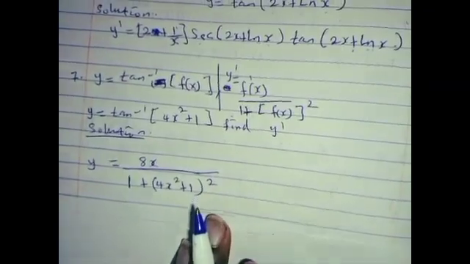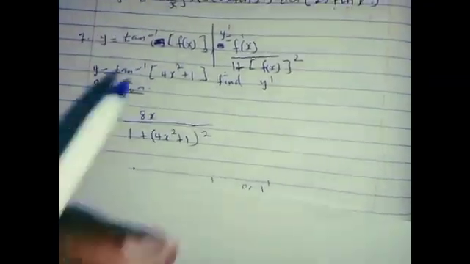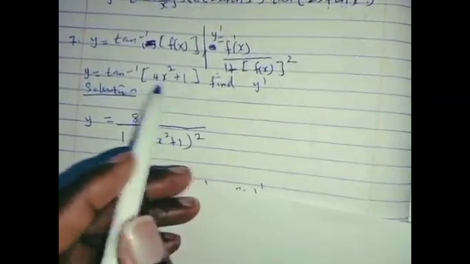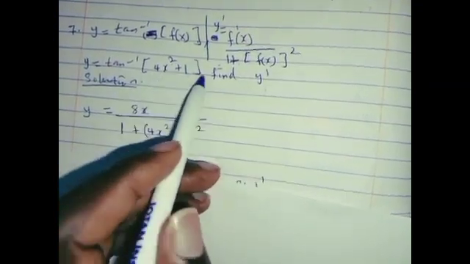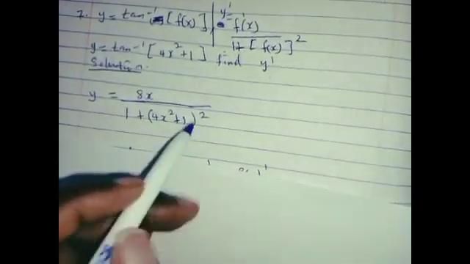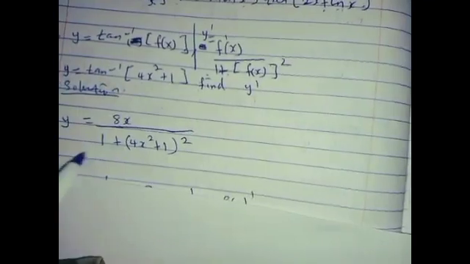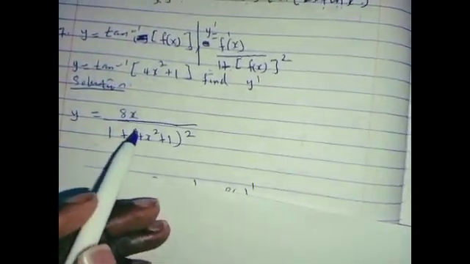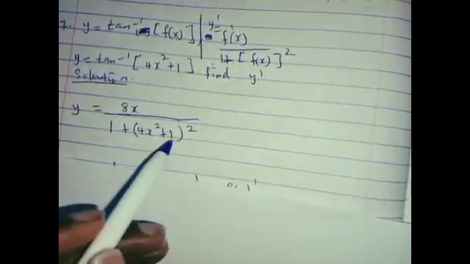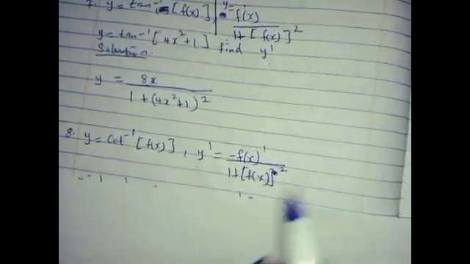So the solution to do that, all we need to do is first differentiate whatever is in the bracket. When we differentiate 4x squared plus 1, it will give us 8x. 1 differentiated is 0, divided by 1 plus the bracket 4x squared plus 1, you square that bit there. This is the formula here. So that is how it is done.